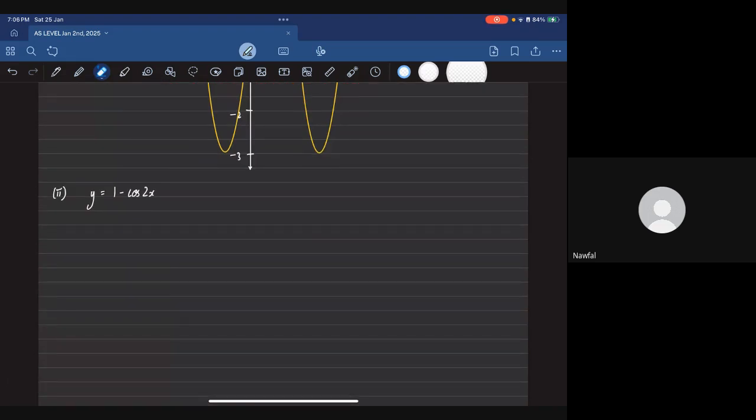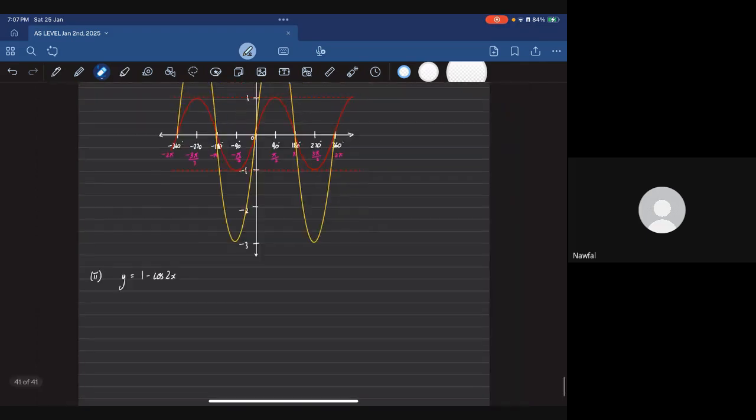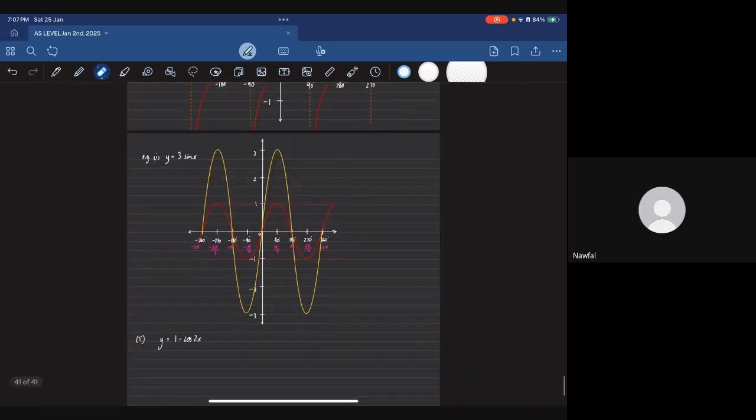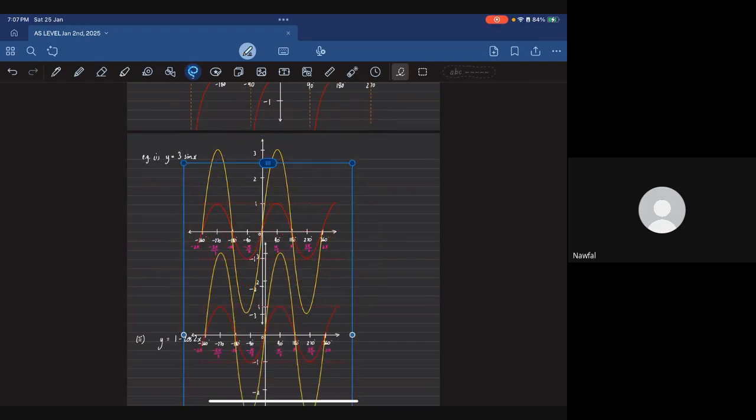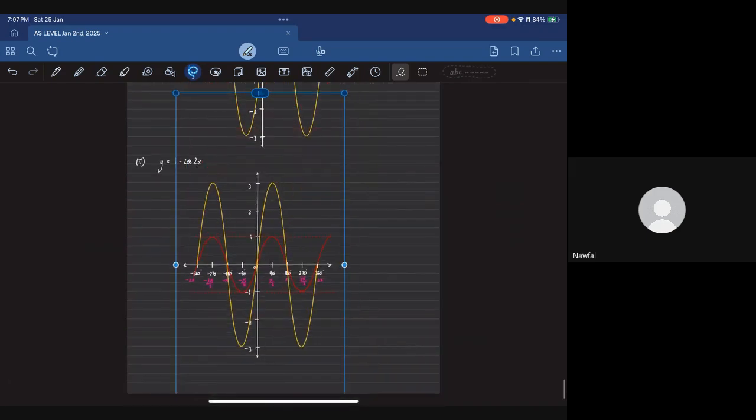The transformation was the graph y is equal to 1 minus cos 2x. All right, three types of transformations would have been utilized in this graph. And I'm just going to copy down the above axes, better to save us some time.